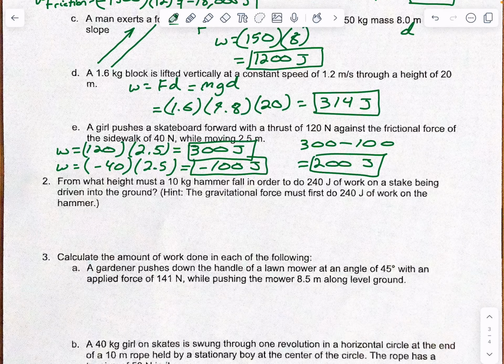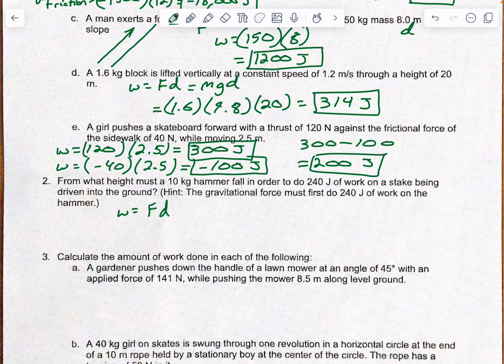Number 2, from what height must a 10 kilogram hammer fall in order to do 240 joules of work on a stake being driven into the ground? Hint, the gravitational force must first do 240 joules of work on the hammer. All that means is we have our work. We're looking for how far it must fall, so you're looking for distance. Work equals force times distance.